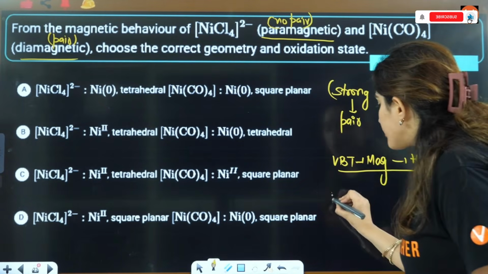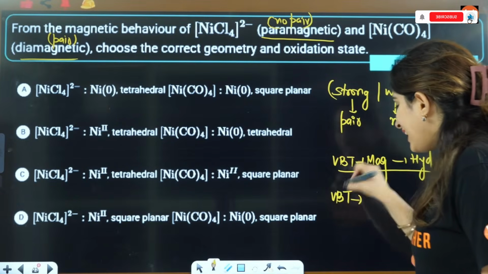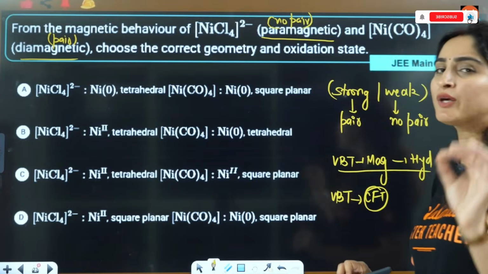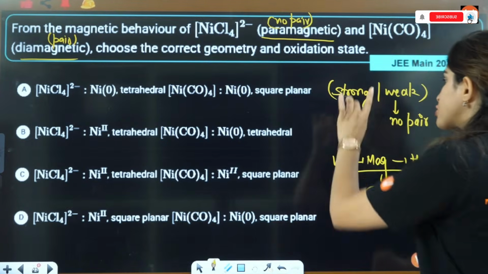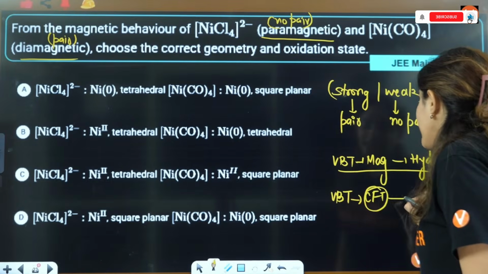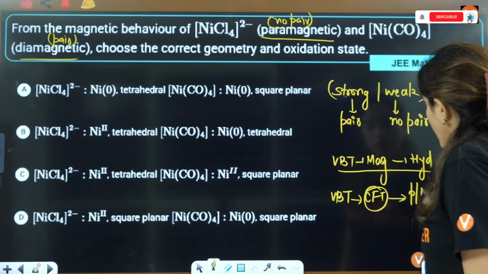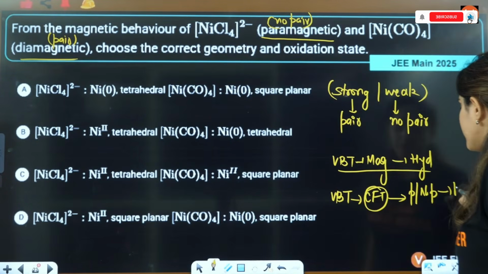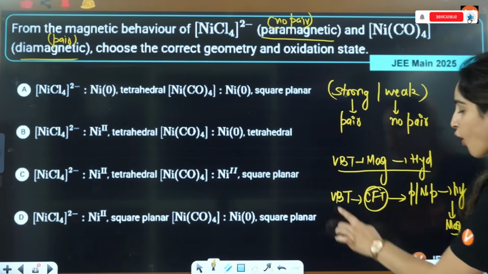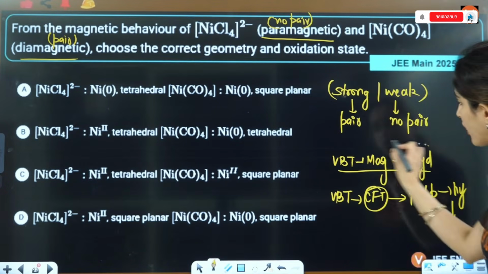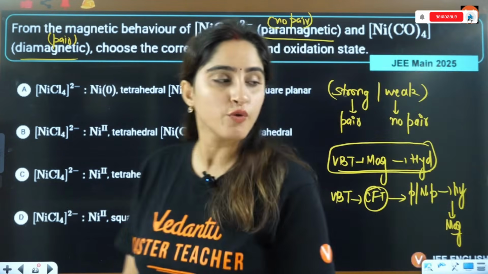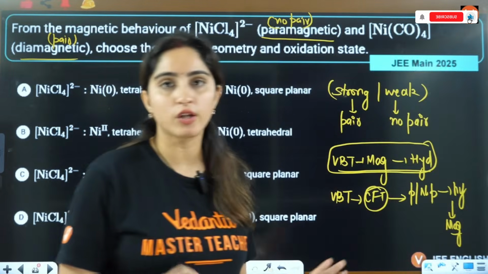But now, how do we solve it? In VBT, we apply CFT, that we will study further. We will only use one thing from CFT, that is, strong field will cause pairing, weak field will not cause pairing. Then we will see whether it will cause pairing or no pairing. Based on that, we will give hybridization and magnetic behavior. This is for questions that we do. This is the original theory. This is for questions what we do. So we will always follow this part for the questions.